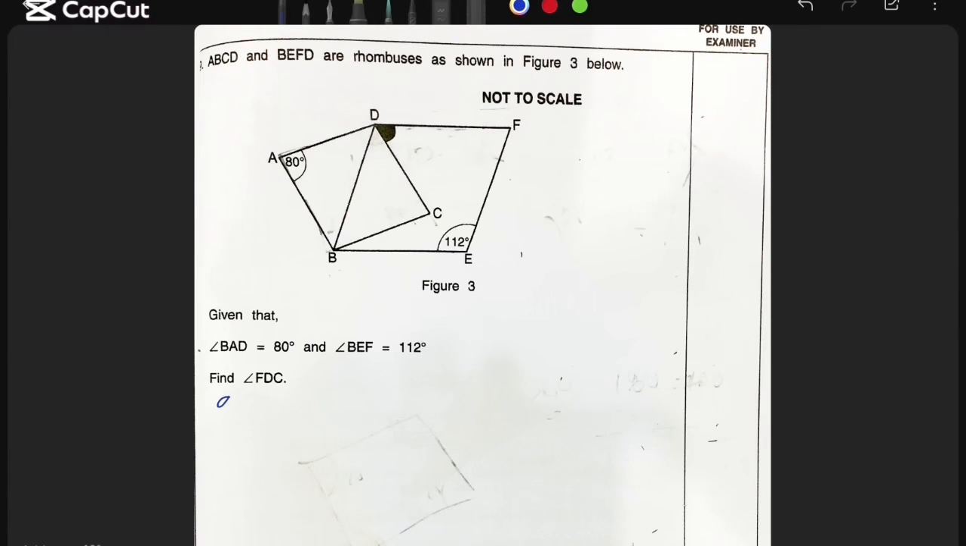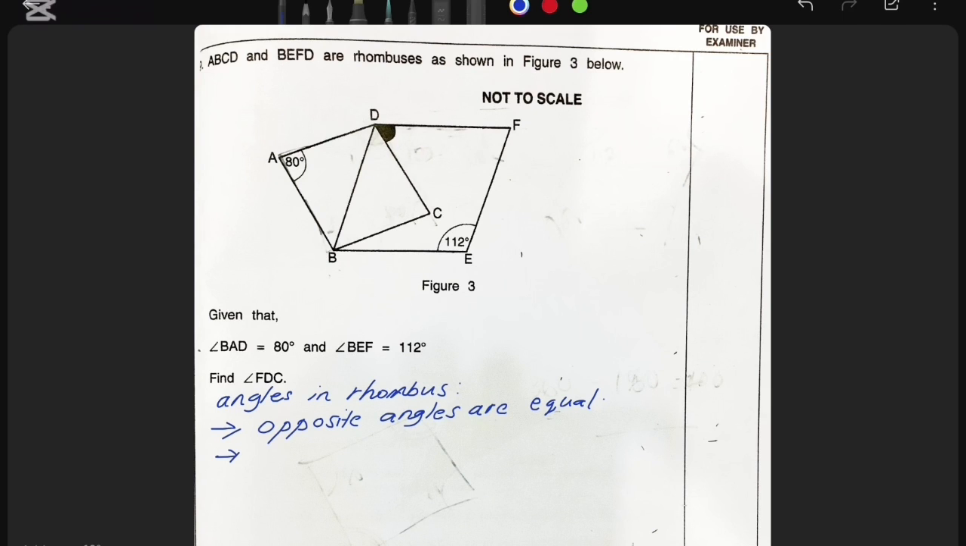ABCD and BEFD are rhombuses as shown in figure 3 below. So we have two rhombuses. Let's recall the properties of angles in a rhombus. The first one, opposite angles are equal, and the second property, the sum of angles in a straight line is equal to 180 degrees. So let's first look at rhombus BEFD.